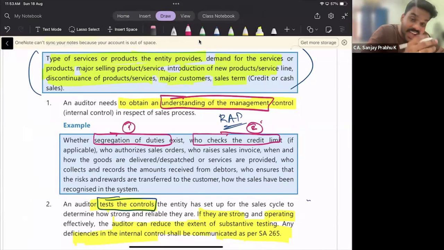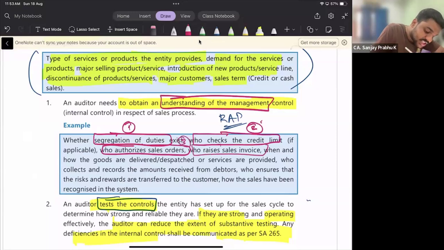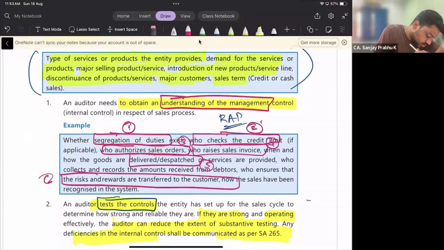So whether there is such kind of procedure. Who authorizes the sales order? Third one. Who raises the sales invoice? Fourth one. When and how the goods are delivered and dispatched? Fifth one. Who ensures that the risk and rewards are transferred? Sixth one. So basically 6 controls are there.